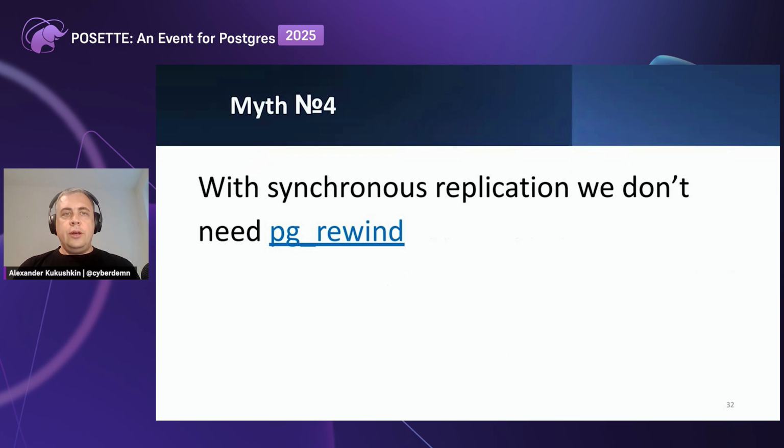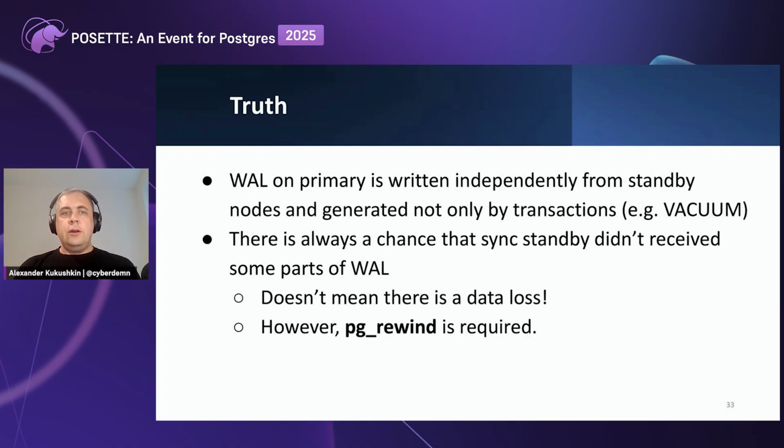Okay, and now myth number 4. If we run synchronous replication, we don't need to use pg_rewind. The truth is that WAL on the primary is written independently from standby nodes, and while your application is waiting for a confirmation from the primary, some parts of the write-ahead log maybe didn't make it to a standby. And as a result, when primary fails, there will be no visible data loss.